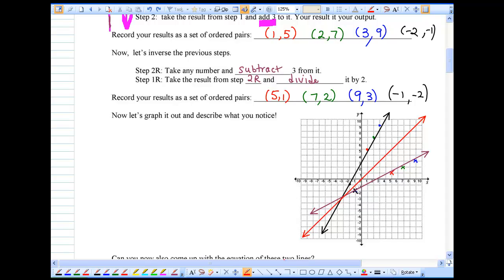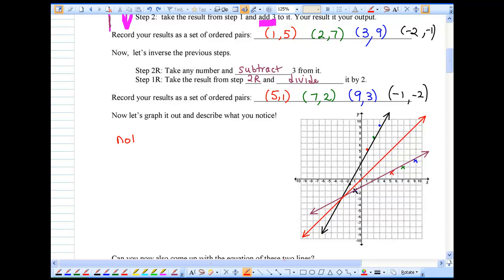It looks to me that the dots seem to be reflections in this red line, and when I reflect these dots, I get the x's. Well, remember how when we did the transformations, we looked at reflections in the x-axis, reflections in the y-axis? Here's a new type of reflection.